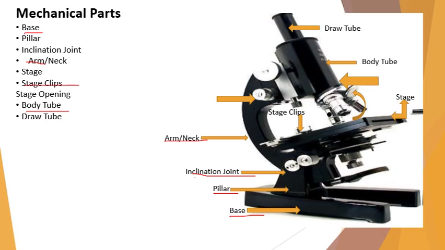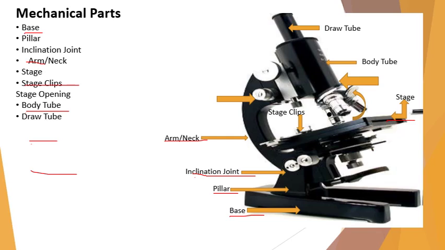The other one is the stage. Here we have a stage, as you see here. The stage is a plate-like structure or a disc on which we place a specimen. It is a platform where the object to be examined is placed, or the slide of the specimen is placed to be observed.